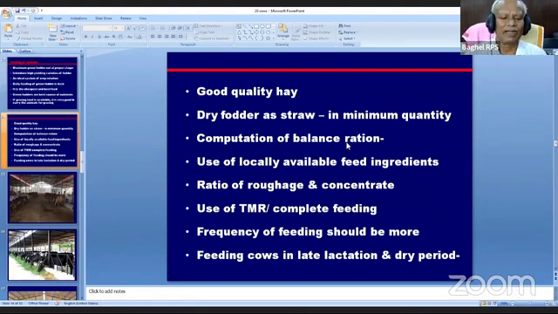Besides the green fodder, besides the hay and the straw, concentrate feeding is a must, because green fodder alone cannot satisfy the nutrient requirement of the animals. And until the nutrient need of the animals is satisfied, their milk production cannot be as per their genetic potential.